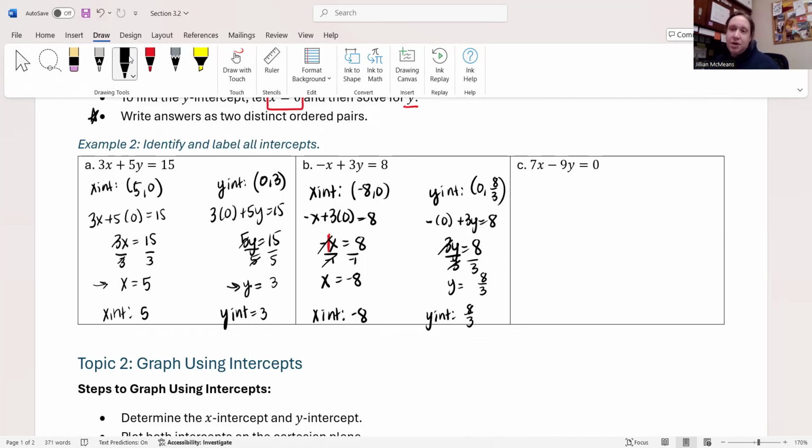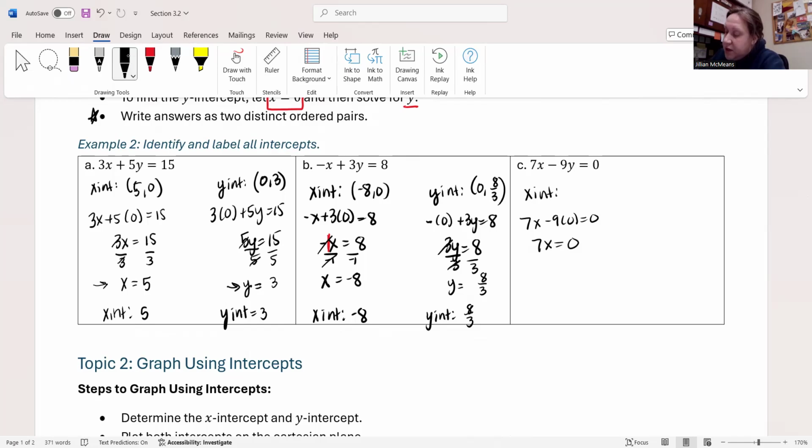It's not tricky, it's easy to do, but you have to think about what's happening here. So we're going to go ahead and just go through the motions here. We're going to find our x-intercept, which means we let y equal 0. So I get 7x minus 9 times 0 equals 0. Well, 9 times 0 is just 0. 7x minus 0 is 7x. So I get 7x equals 0. Well, if I have a product that equals 0, at least one of the two factors has to be 0. So that means if 7's not 0, x has to be 0.